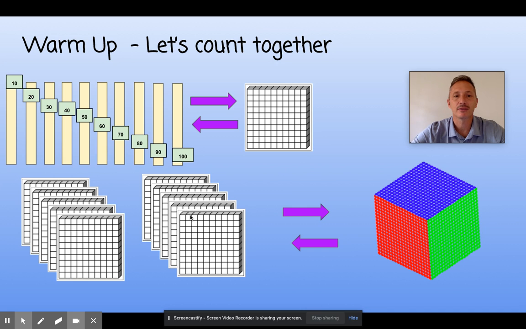Here I have flats of 100 to make 1,000 cubes. So let's count by hundreds. We have 100, 200, 300, 400, 500, 600, 700, 800, 900, and 1,000. So that would be my 1,000 cube that I could trade back and forth. And we're going to practice more of that.